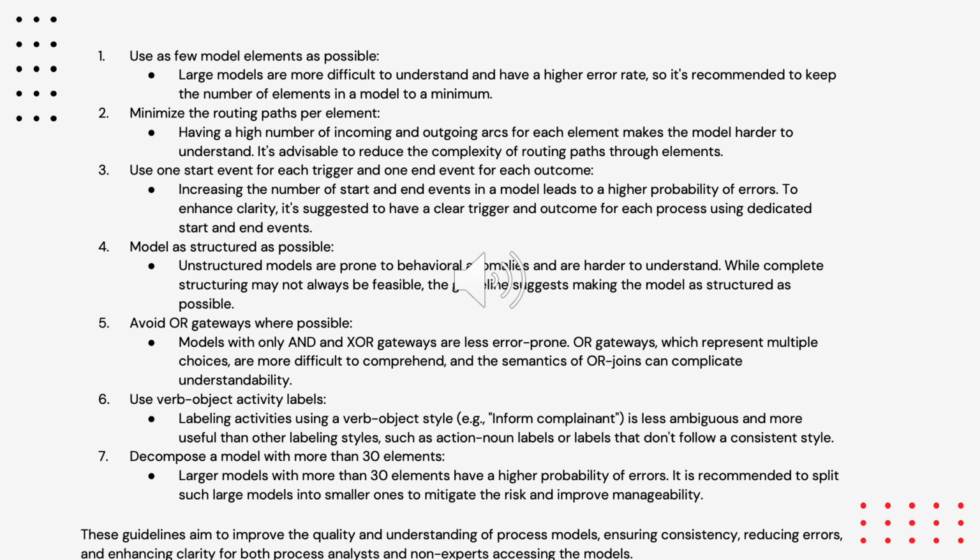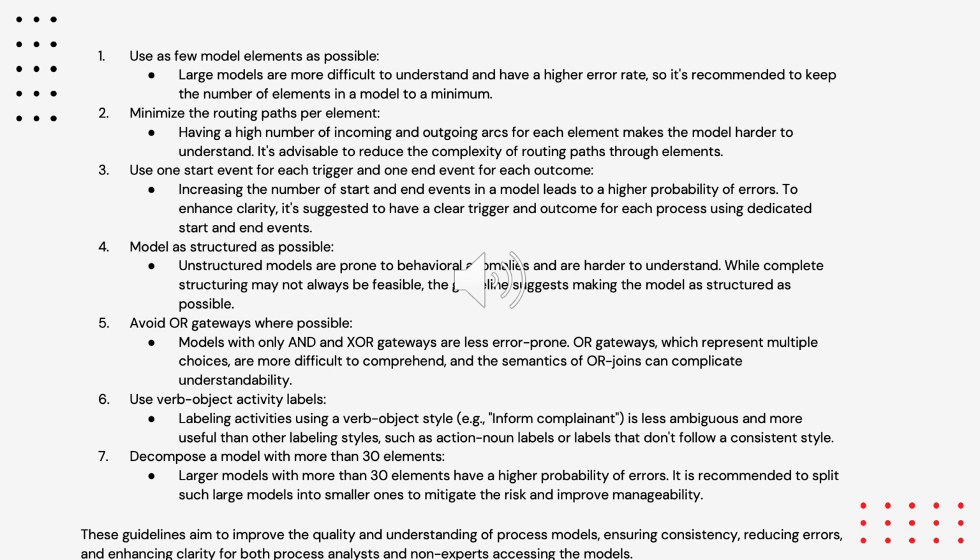And the third one is use one start event for each trigger and one end event for each outcome. Increasing the number of start and end events in a model leads to a higher probability of errors. To enhance clarity, it's suggested to have a clear trigger and outcome for each process using dedicated start and end events. And the fourth one is model as structured as possible. Unstructured models are prone to behavior anomalies and are harder to understand, while complete structuring may not always be feasible. The guidelines suggest making the model as structured as possible.